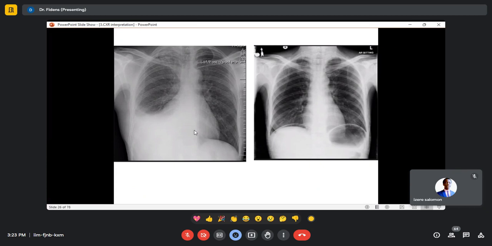So is there any other opacity, any other abnormality on this image? Is there any other abnormality? There are no gastric bubbles. A gastric bubble is not an abnormality. It is there, but it is not an abnormality.